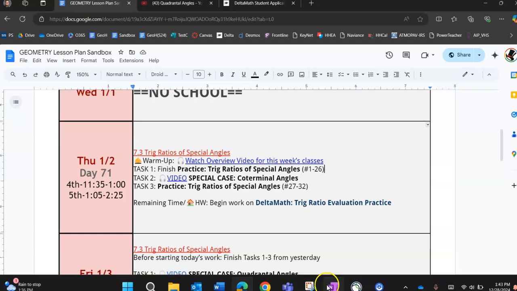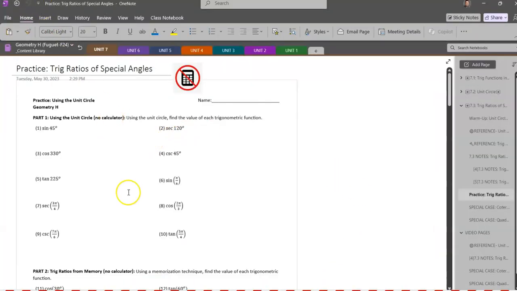But after this overview video is finished, I would like you to go back to the practice that we were working on just prior to break. And that is this worksheet right here. Trig ratios of special angles.